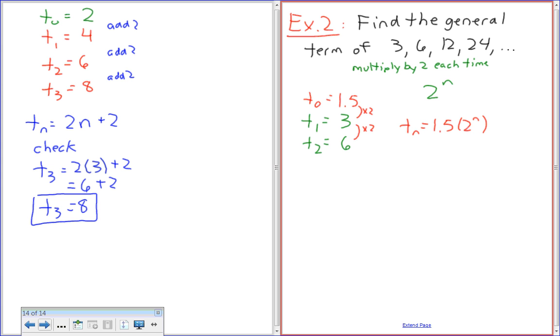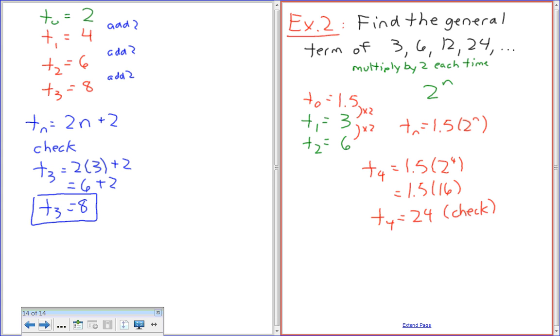And again, if you don't believe me, try the equation. I know that T4 should be 24. So T4 should be 1.5 times 2 to the 4. 2 to the 4 is 2, 4, 8, 16. 1.5 times 16 is 24. That's just my check. So the point is, you need that starting value in order to get that.